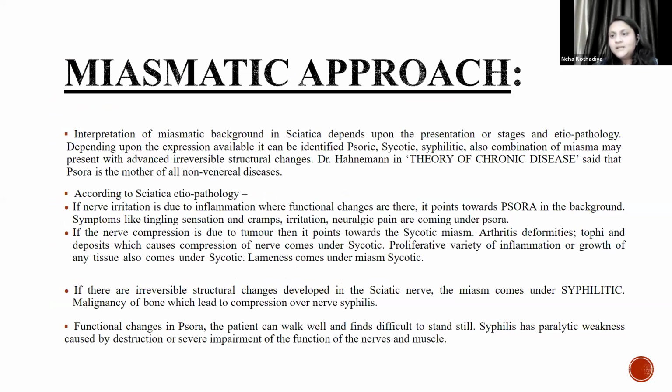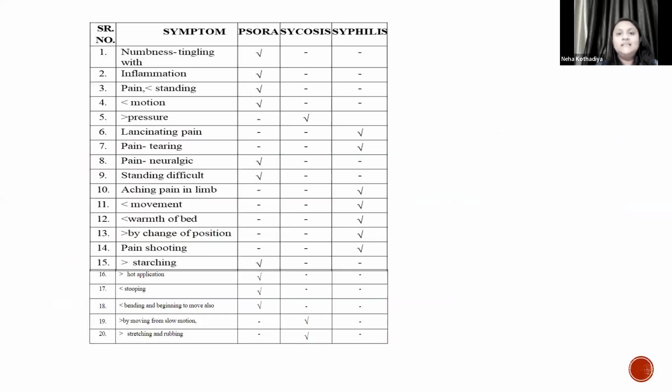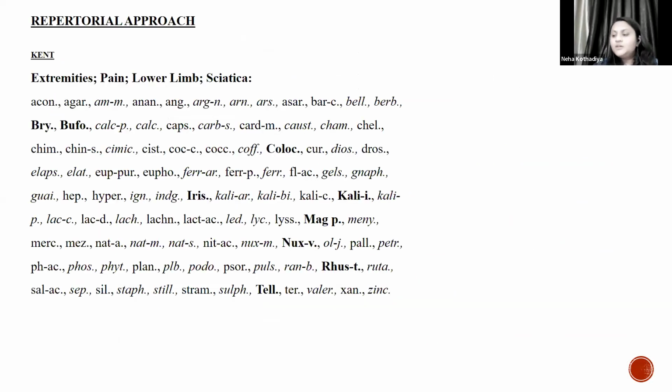As we all know, the miasmatic diagnosis is also important in cases of sciatica. This is the miasmatic distribution of the different types of symptoms for sciatica. Numbness and tingling come under psora, lancinating pain comes under syphilis, aggravation from movement comes under syphilis, amelioration from hot application comes under psora, and amelioration from stretching comes under the psychotic. In the different repertories there are rubrics for this. In Kent, it is given under the heading extremities, pain, lower limb, sciatica.